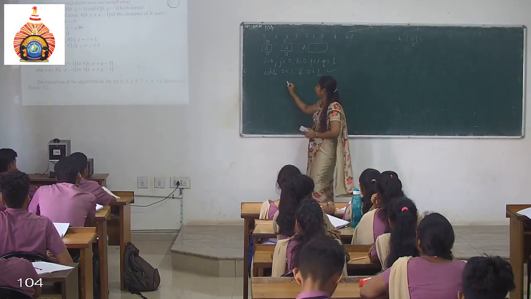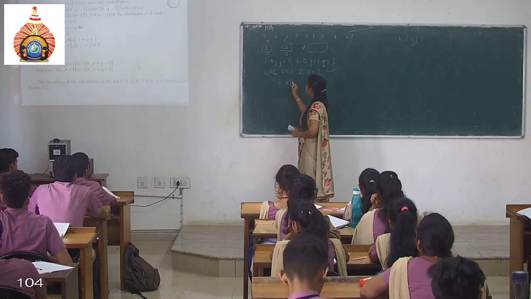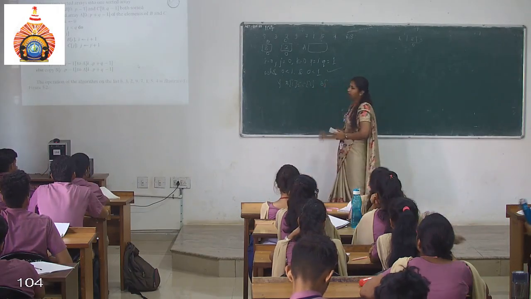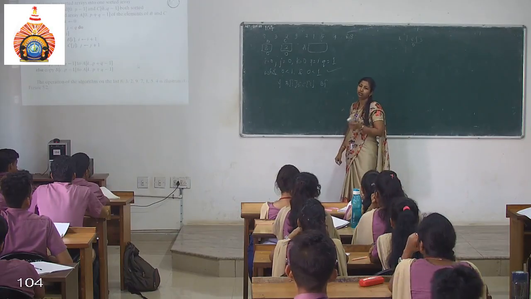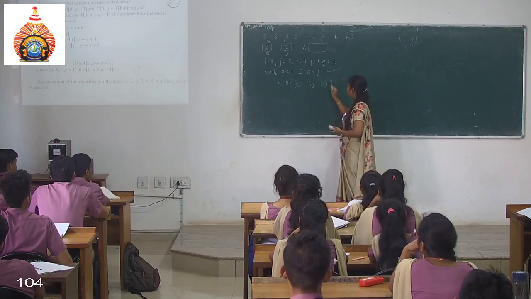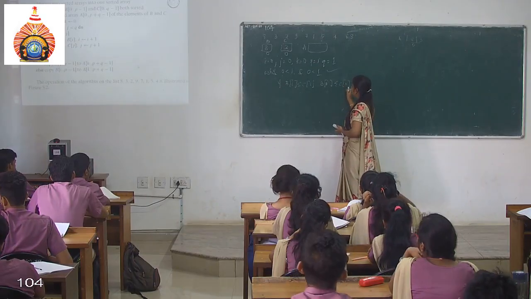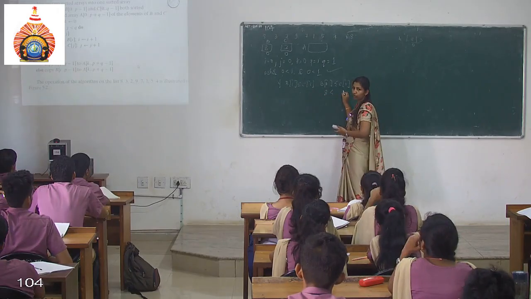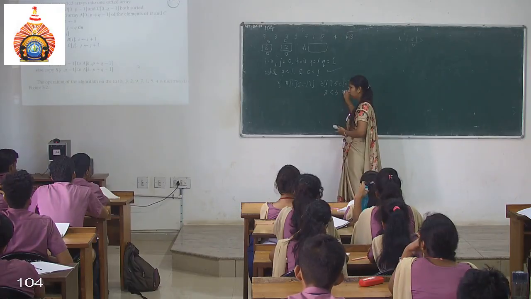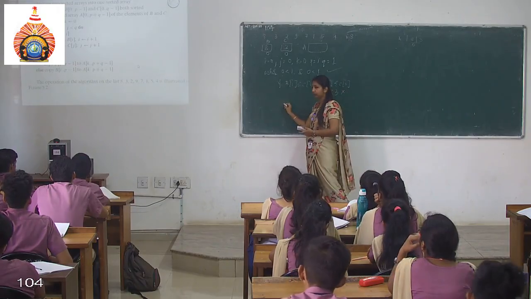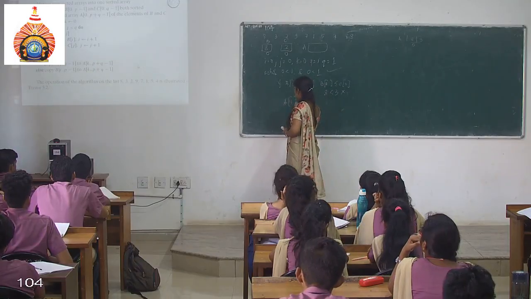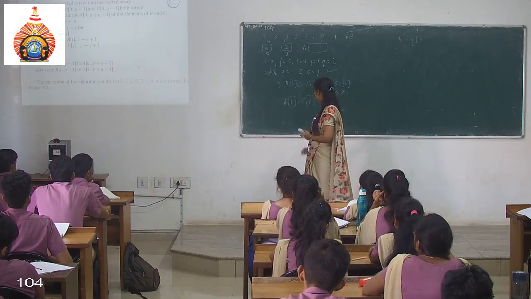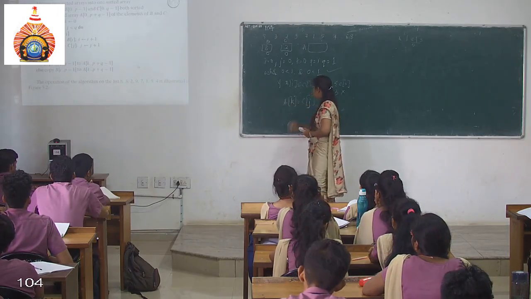If it is true, what happens? It will check if B of I is less than or equal to C of J. What is I? Please students reply fast. B of 0 is less than or equal to C of 0. What is B of 0? 8. Is 8 less than C of 0, which is 3? No. If it is false, what happens? A of K is equal to C of J.